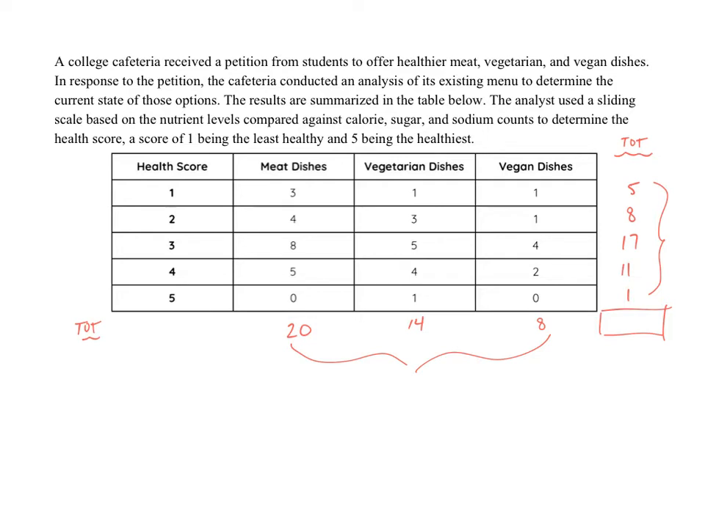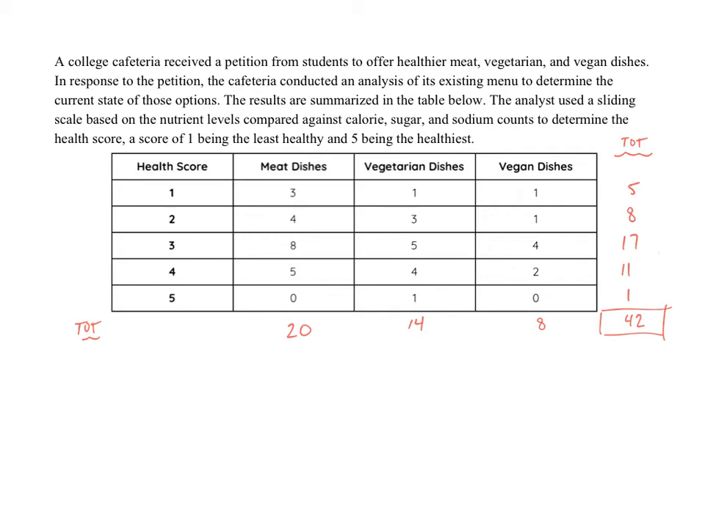So if I add 20 plus 14 plus 8, I get 42. And I would want to check that by adding 5, 8, 17, 11, and 1, I also get 42. And I do, so that means that I haven't made a mistake in adding up any of my values, and now I've got a lot of information that I can use to help me answer some questions.